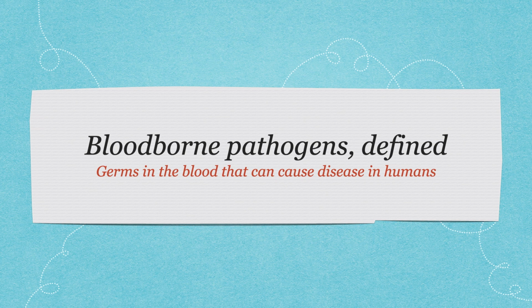Bloodborne pathogens are germs in the blood that can cause disease in humans. These germs include, but are not limited to, hepatitis B virus, hepatitis C virus, and human immunodeficiency virus, or HIV, which is the virus that causes AIDS.